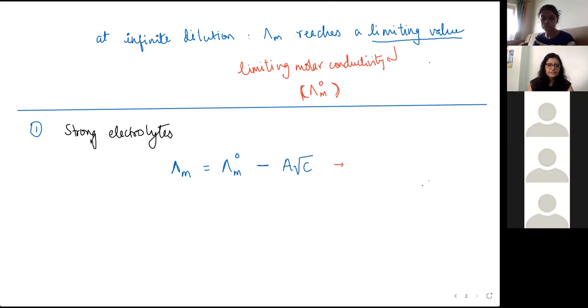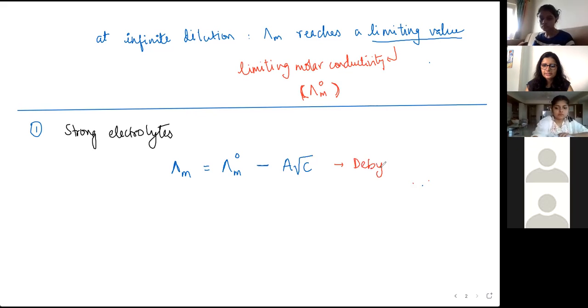This equation is called the Debye-Huckel-Onsager equation.